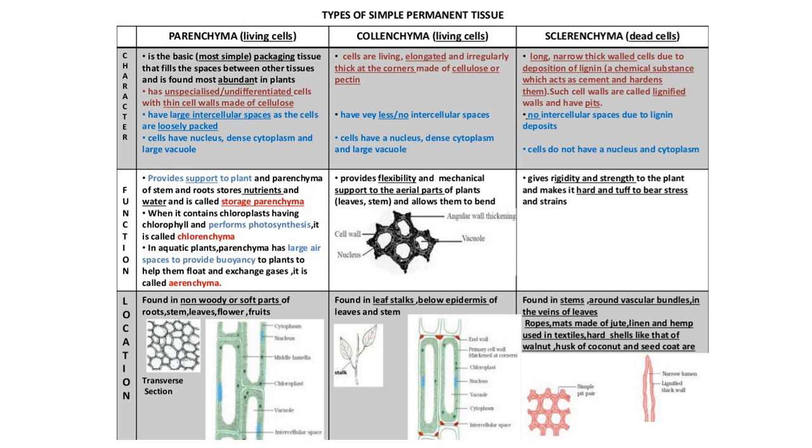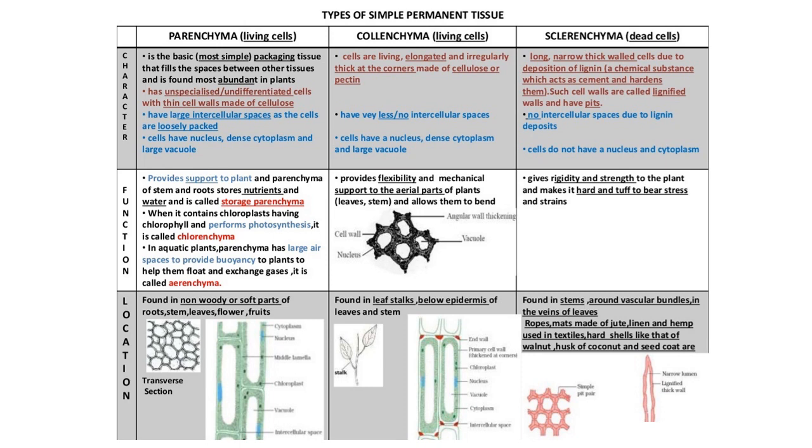Now, parenchyma basically are living cells. They are the most simple basic packaging tissue of the plant that fills the space between the other tissues, and it is found most abundantly in the plant. They are basically the undifferentiated or unspecialized cells, and they have thin cell walls that are made up of cellulose. They have large intercellular spaces in between them, as the cells are very loosely packed, so they have a lot of spaces in between them. These cells have nucleus, very dense cytoplasm and a large vacuole. So these are the characteristics of parenchyma.